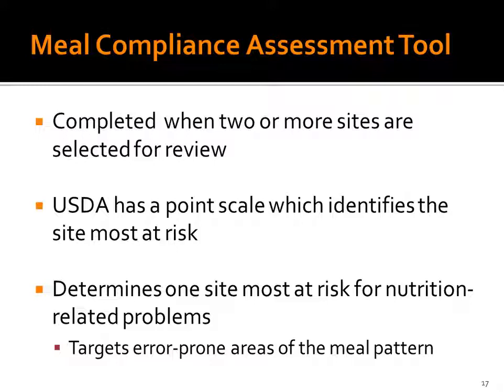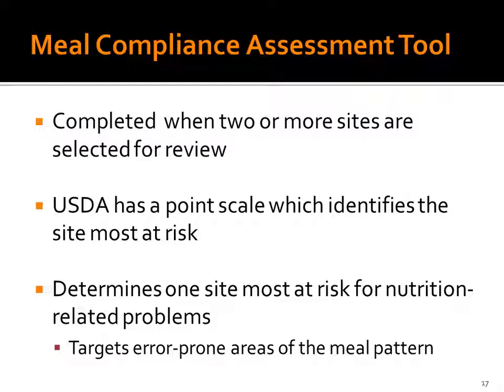6. Cycle menus. That would put you at a lower risk. 7. Alternate meal locations. That would put you at higher risk. And 8. New manager. That would put you at a higher risk. The school whose score shows them to be the highest risk in the district will receive a targeted menu review.